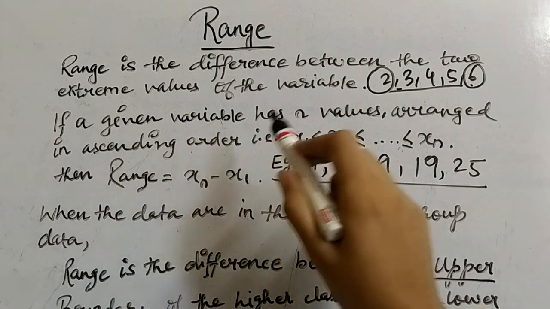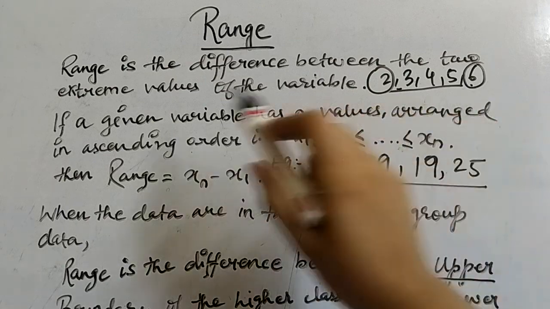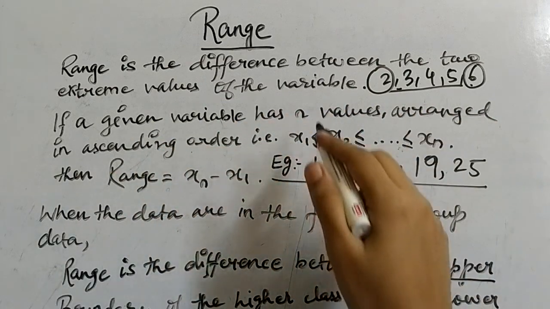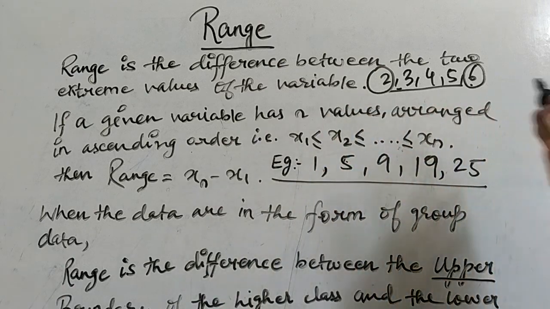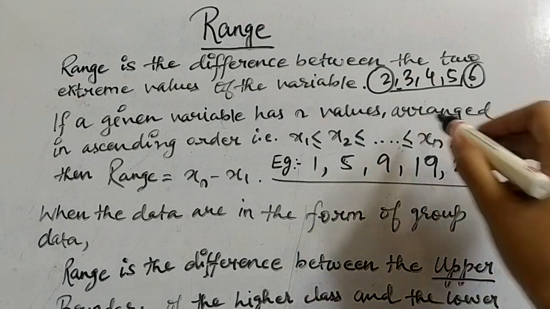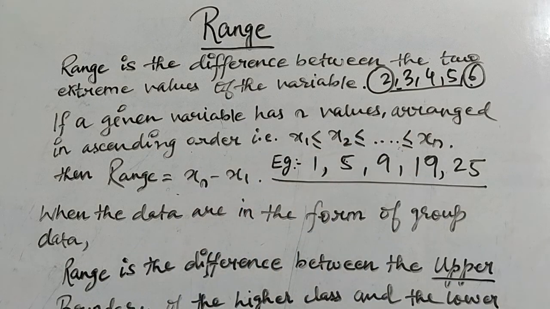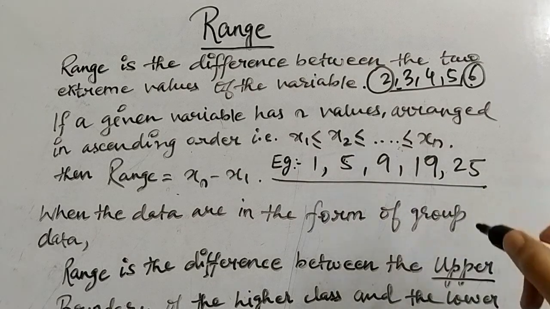If a given variable has n values, arrange it in ascending order, that is the lowest value would lie first and then you will move forward to the highest value. Then the range would be xn minus x1. This is the example that I have given you. You have to calculate the range and comment down below the correct answer for this data set.